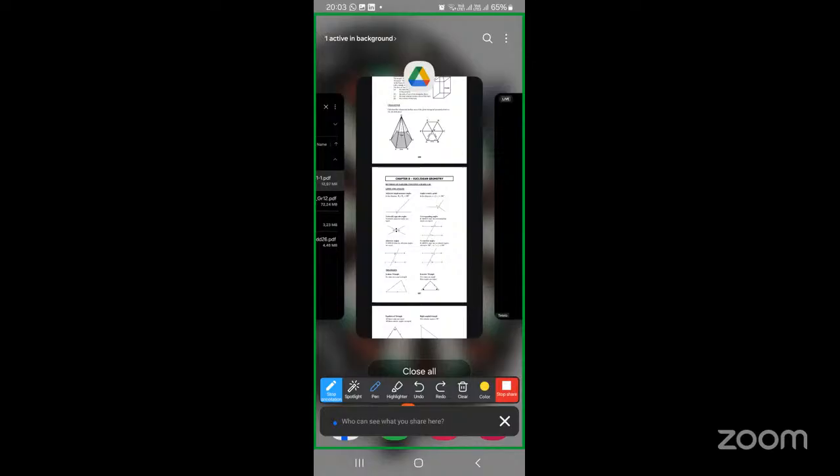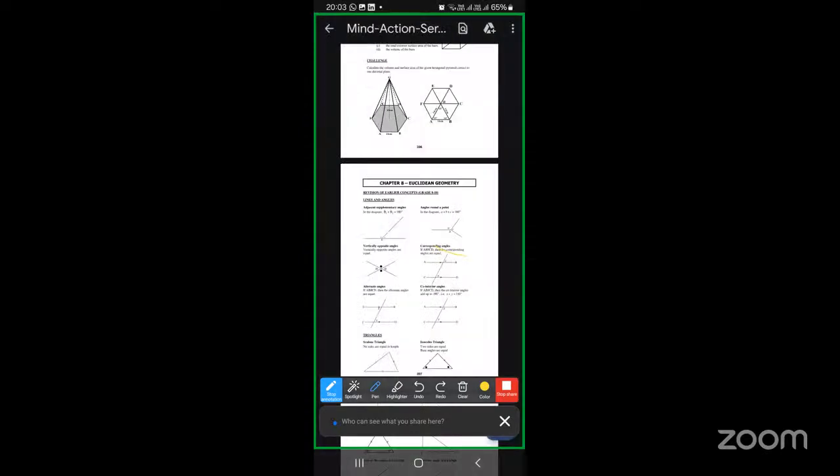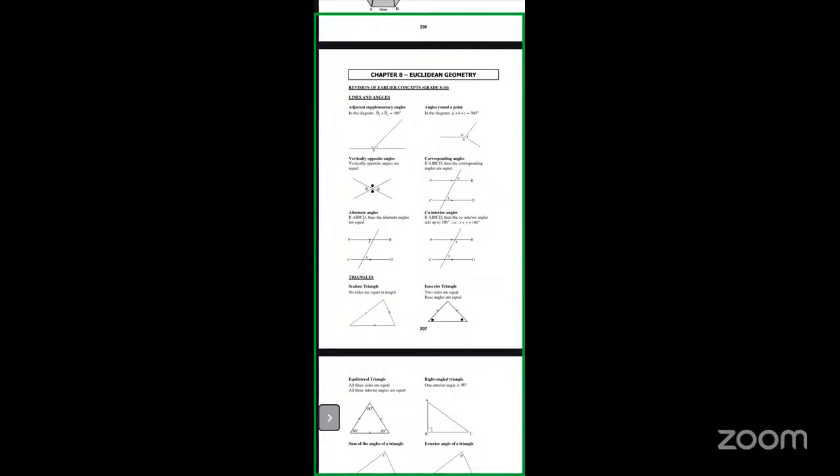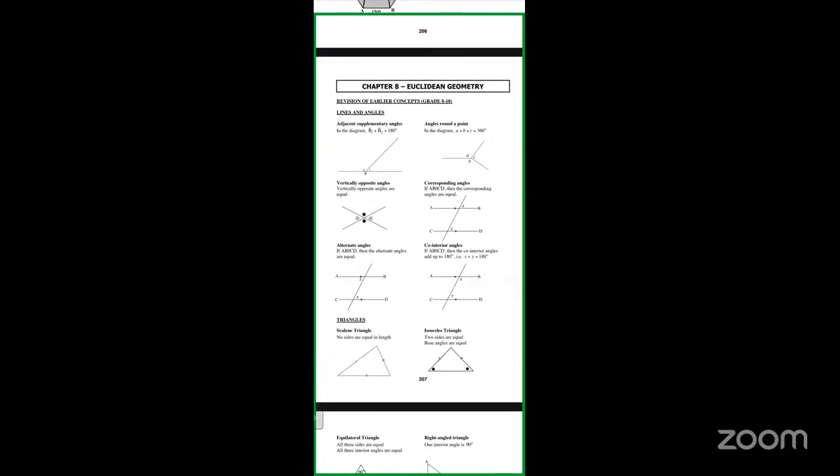Okay, you see my textbook right here on the screen? Yes, I can see the textbook. Okay, thank you, sir. So right here in front of us on the screen, we have chapter 8, Euclidean geometry, revision of earlier concepts from grade 8 to grade 10. I think you started this Euclidean geometry from grade 7. Maybe they forgot that. So we will first focus on the lines and the angles. Then just go to the triangles. After triangles, we will go to circle geometry.